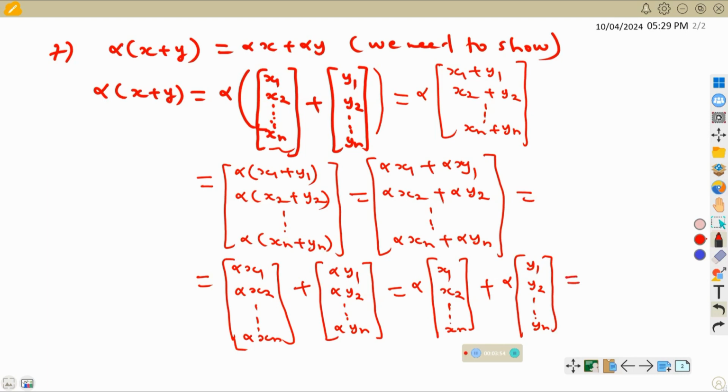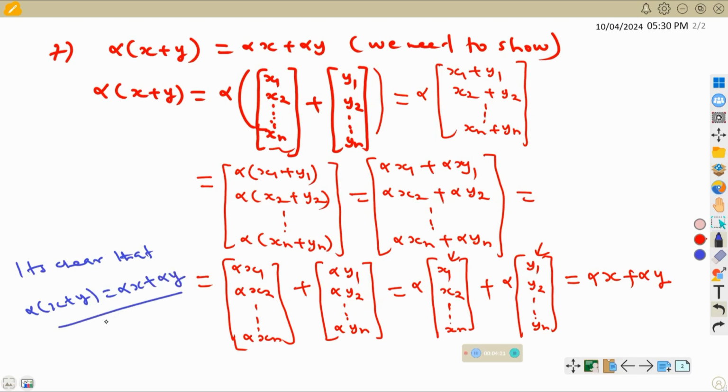And what will this one be? This is the same as having alpha, but what is this? This is the same as x. This is alpha. What is this? This is the same as y. So it is clear that when you get alpha into x plus y, you get alpha x plus alpha y. And this is your proof.